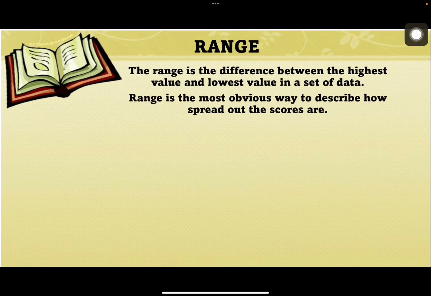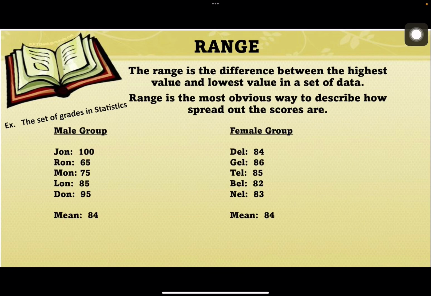So let's have an example for range and the definition. The range is the difference between the highest value and lowest value in a set of data. It is also the most obvious way to describe how spread out the scores are. So for example, in the set of grades in statistics, you have two groups, the male group and the female group. For the male group, we have the following grades with a mean of 84. And for the female group, we have the following grades with a mean of 84.